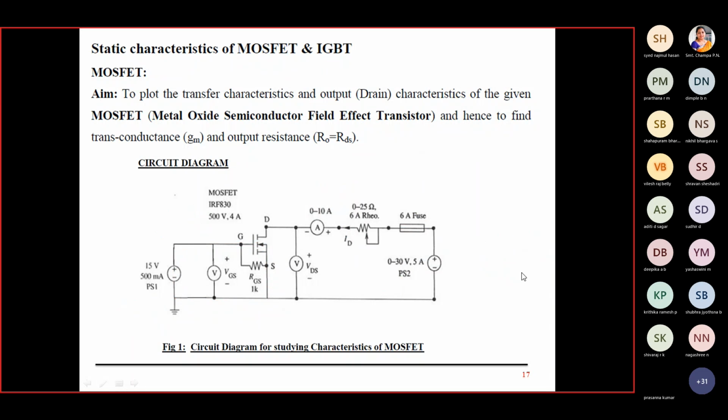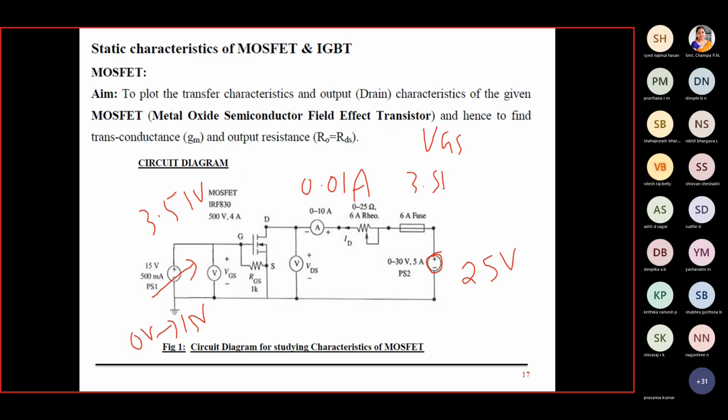For the second set, set PS2 to 25 volt or 20 volt, no problem, say 25 volt. Again, gradually increase PS1 from 0 volt towards 15 volt. Again, somewhere at 3.5 or 3.51 volt, a small current will flow. Till then no current will flow. The moment a small current of 0.01 flows, you take the first reading. So the first reading is VGS of 3.51, which is the VGS threshold, and the drain current is 0.01.